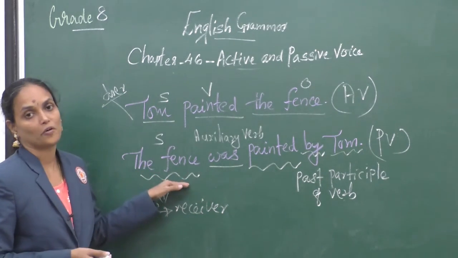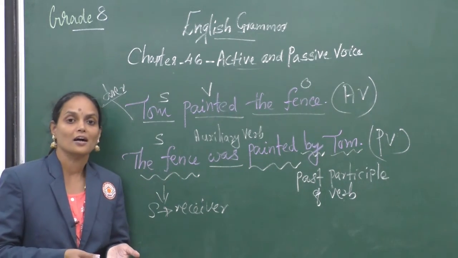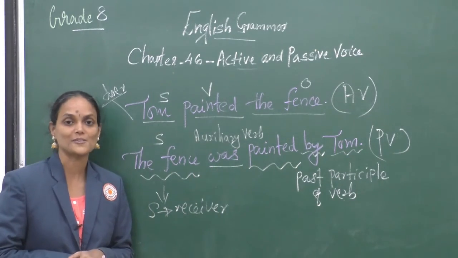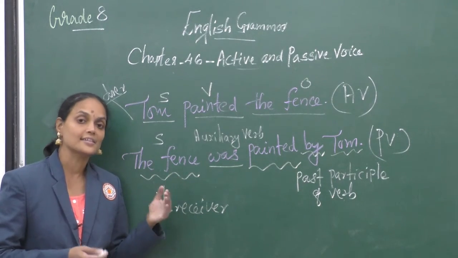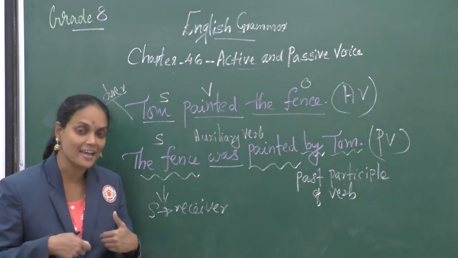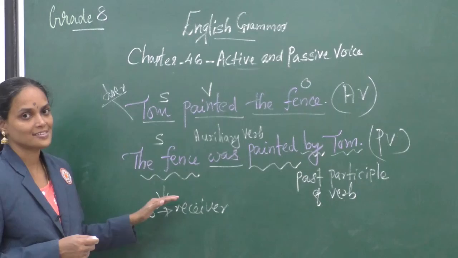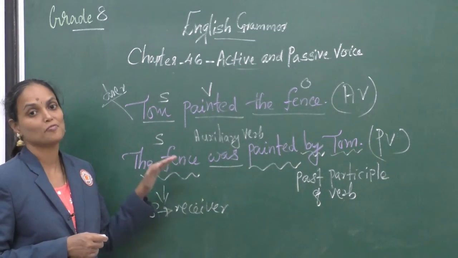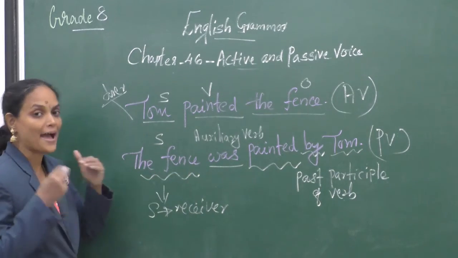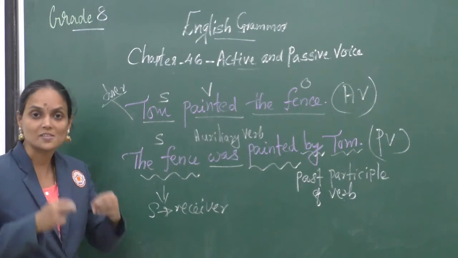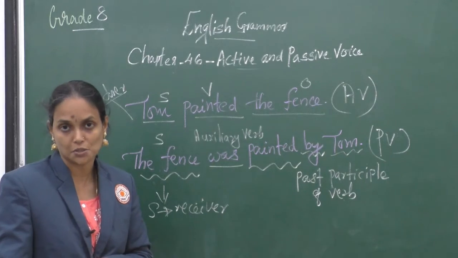And in passive voice, the subject is an inactive member of the sentence. It doesn't do any action here. Correct? Otherwise, it receives the action. It experiences the action. Isn't it? So, hence, the sentence is called passive voice, because the subject of the passive voice sentence is passive, inactive. It doesn't do any action, rather it receives or experiences the action.